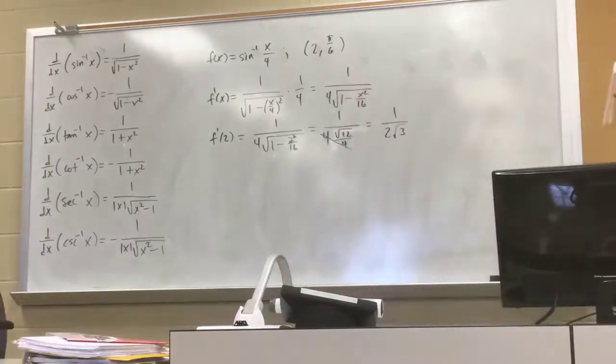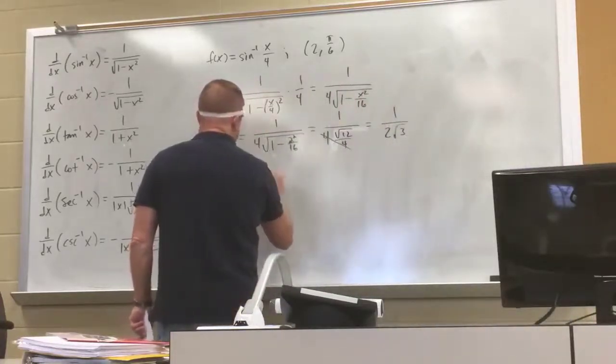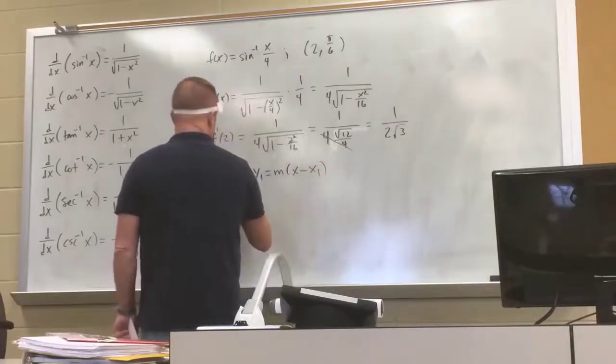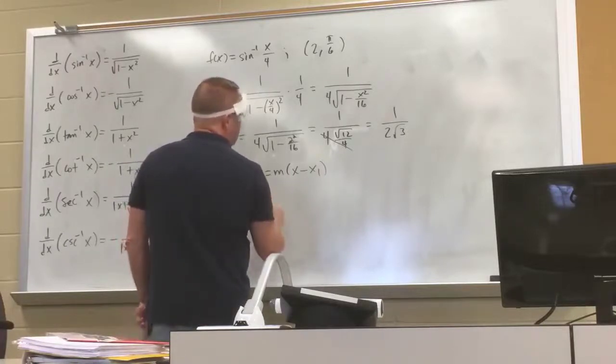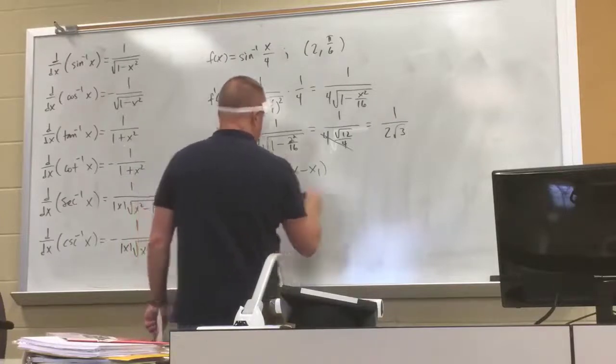Okay. Don't worry about rationalizing the denominator. Okay. Questions about that so far? So that is my slope of my tangent line. Okay. So if I want to know what is the equation of the tangent line at that point, then all I do is just start with point-slope form. And then I just fill in the numbers here. Y minus the y value equals the slope times x minus the x value.